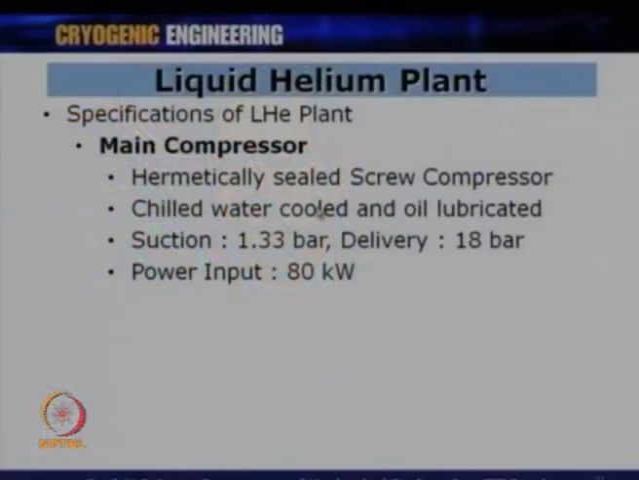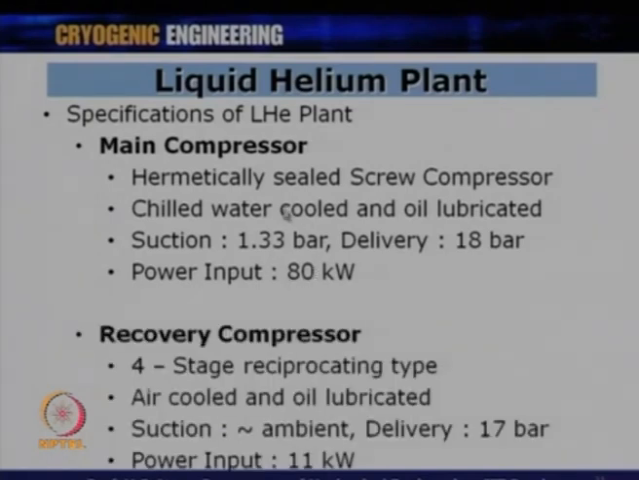The liquid helium plant has a main compressor which is a screw type compressor. It needs chilled water cooling because the compressor needs cooling, and it is oil lubricated. The suction is 1.33 bar and delivery is 18 bar, and the power input is 80 kilowatt. Now, we can see that 80 kilowatt of electrical power input is given to get 15 liters per hour of liquid helium from this plant. It demands a lot of power basically.